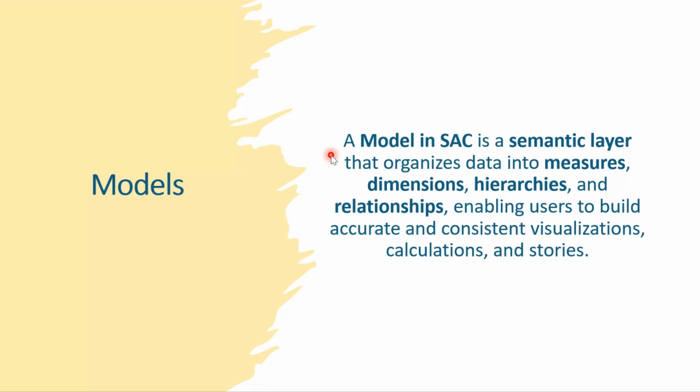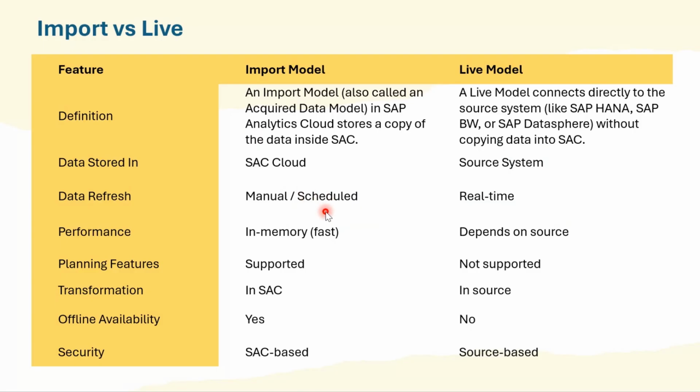It also helps you to keep the data consistent using validation rules, authorization and access control, all those features you have, which we will see in the session. So before starting, there are two types of models we can create in SSC: import, which is also known as acquired models or acquired data models, and then a live model. So these are the two types of models. We will quickly go through the definition of these two types of models and their basic major differences.